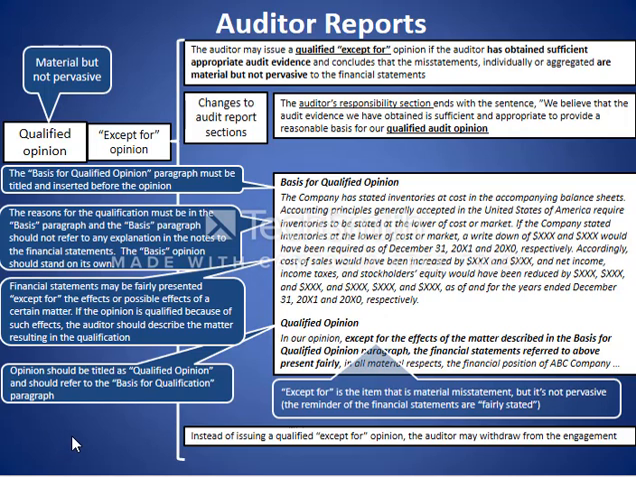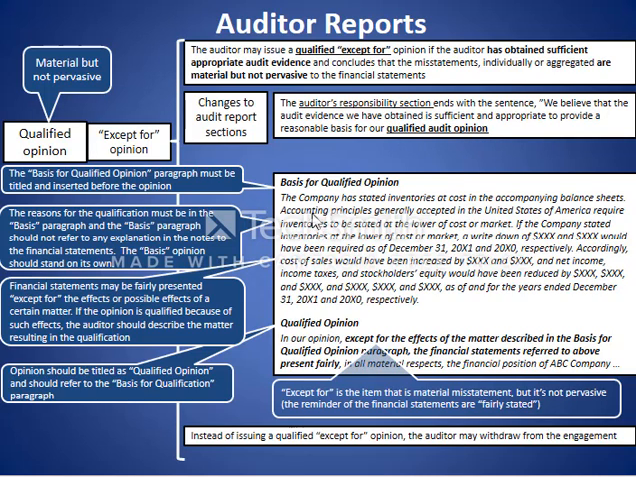report, which is a qualified opinion, we have to make some changes to the audit report sections. Okay, the auditor's responsibility section ends with the sentence, "We believe that the audit evidence we have obtained is sufficient and appropriate to provide a reasonable basis for our now qualified audit opinion." Not audit opinion, but now it's qualified audit opinion.